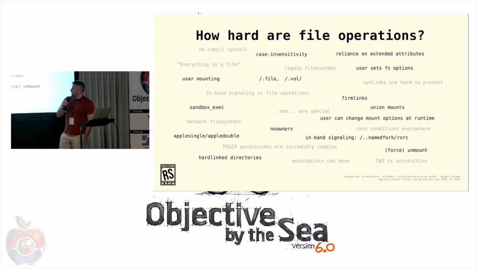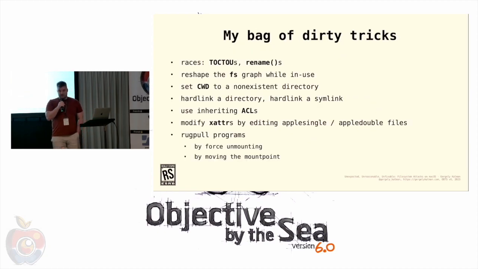I'm not going to go into all of this, but I have my bag of dirty tricks. Basically, there are a bunch of racy stuff, like TOCTOUs, renames. I can reshape the file system graph while it's being used. I can set the CWD to a non-existent directory, hardlink a directory, hardlink a symlink, something that sounds ludicrous, and that's because it is. You can use inheriting ACLs, which you didn't know about. They exist. By the way, the specification for that is revoked, so take this as you might.